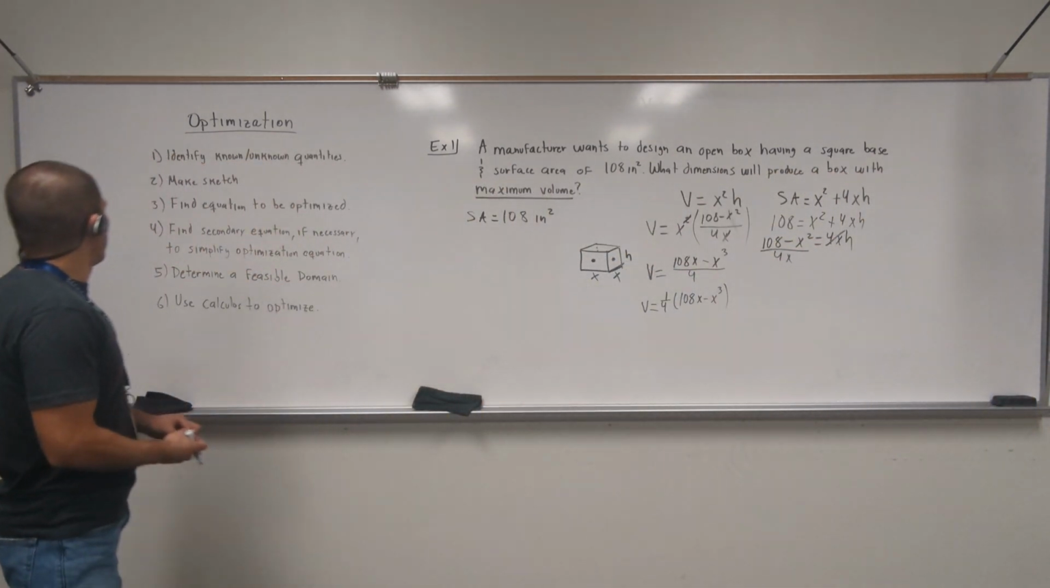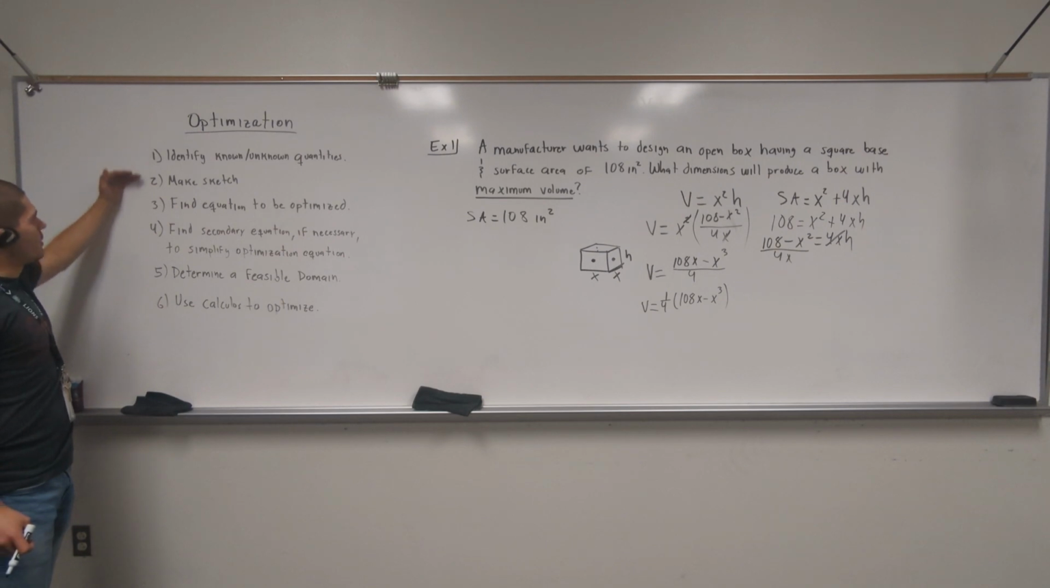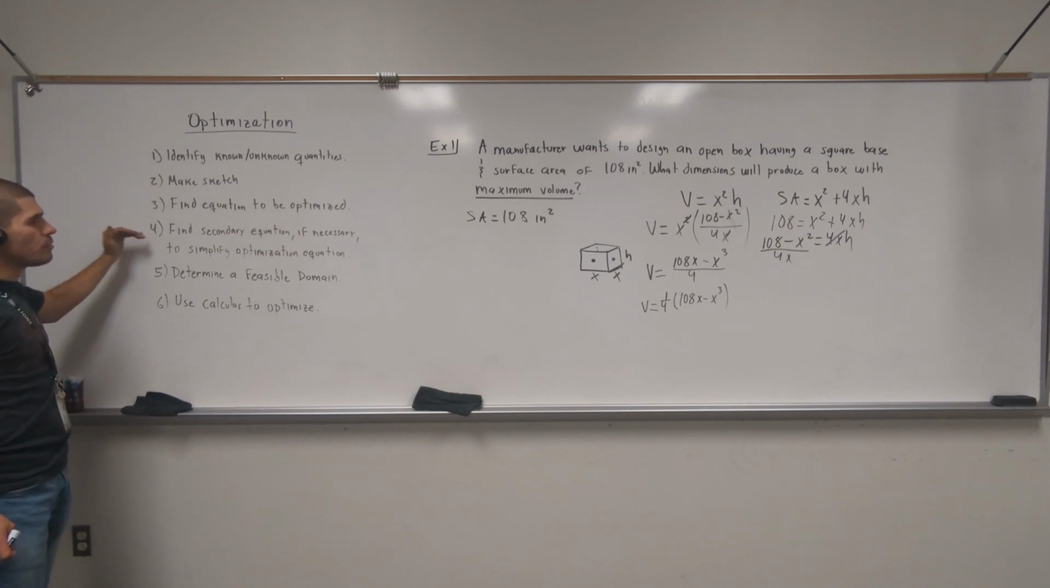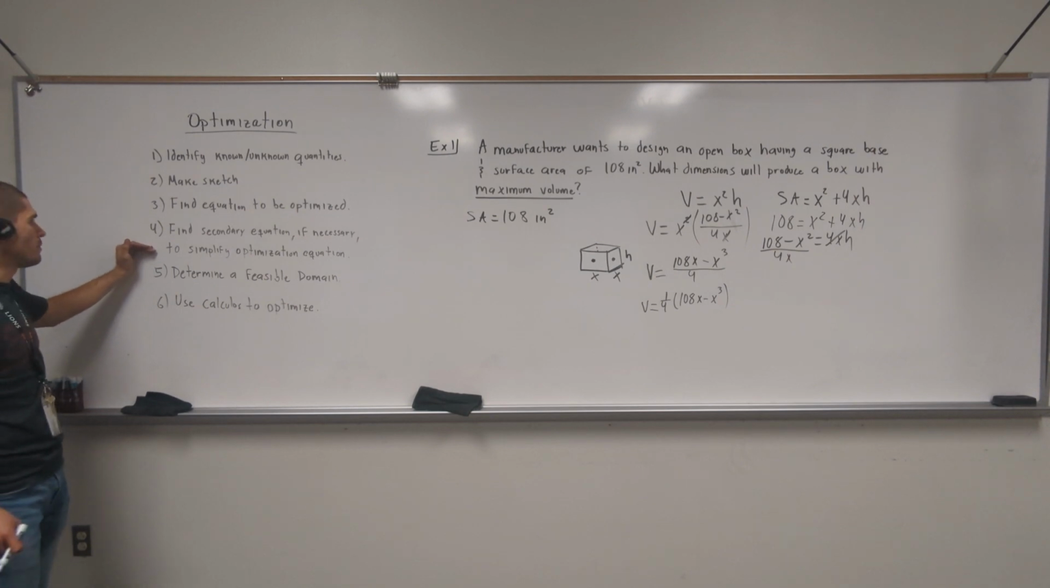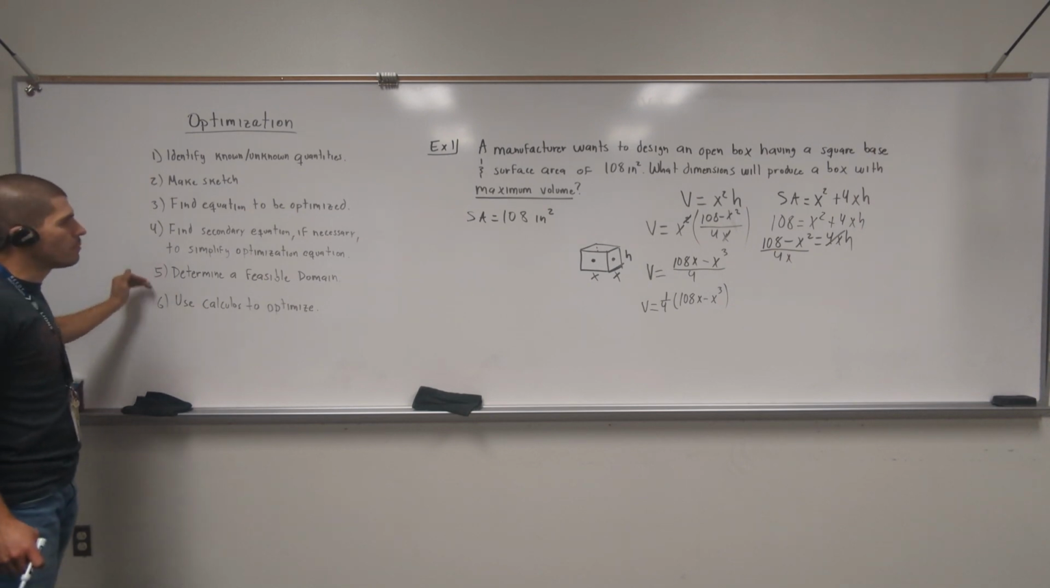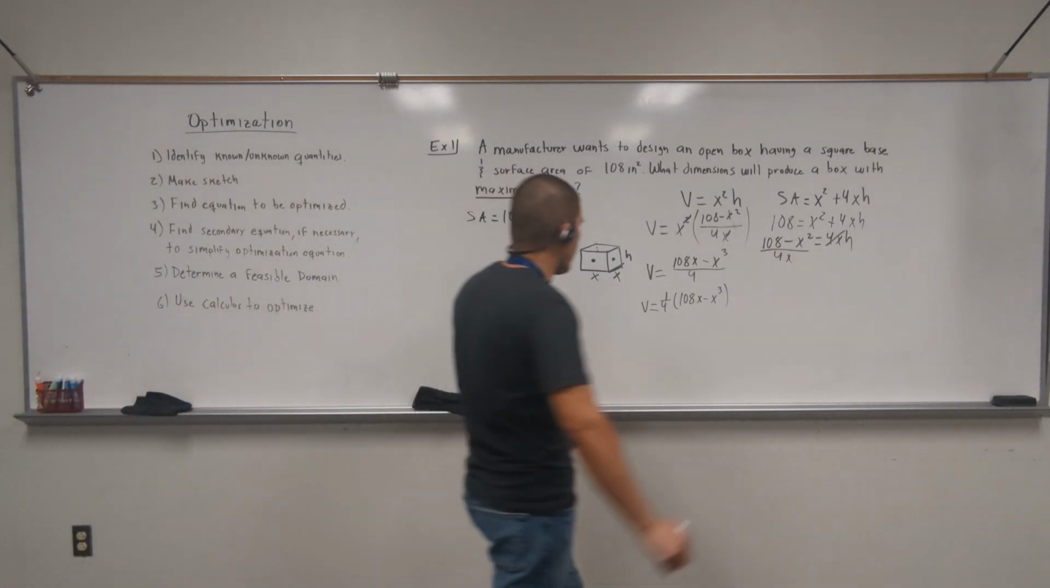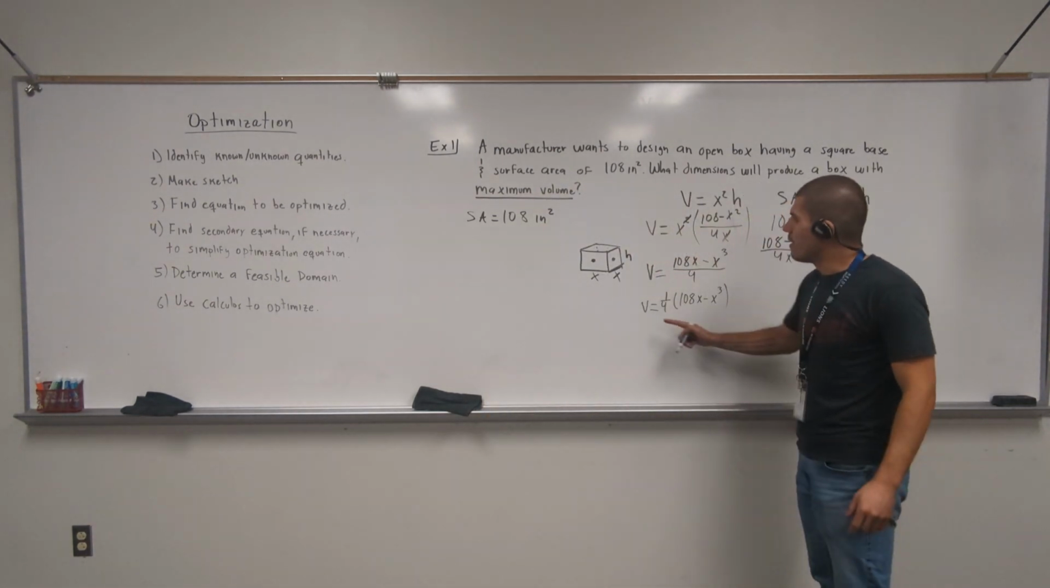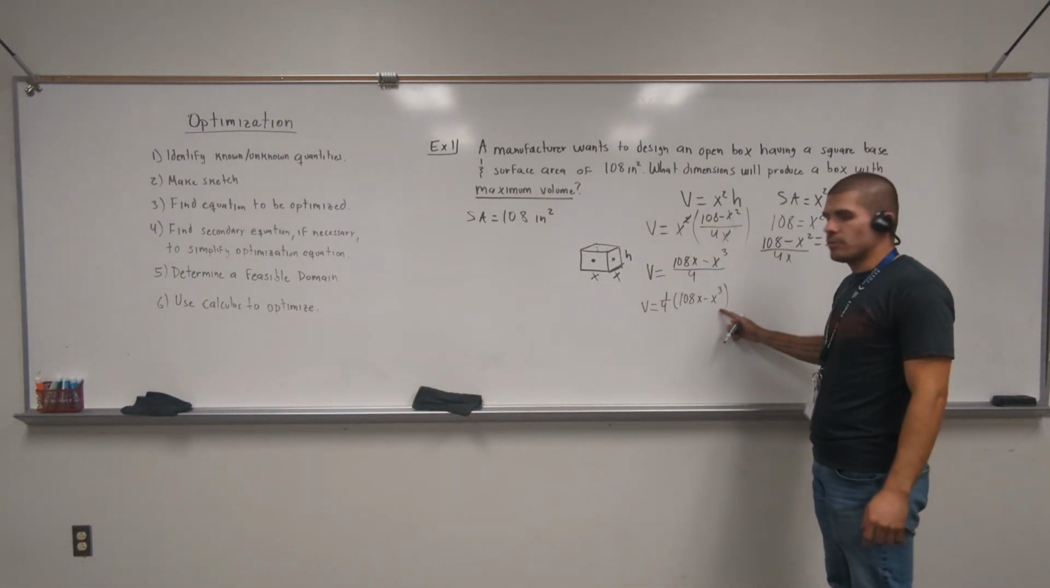So I'm like, all right, I've done pretty much all of the steps. I found a secondary equation. I used that secondary equation to help me simplify the optimization equation into 2 variables. So now let's talk about a feasible domain. Based on what I have right now, the 2 variables that I have are V and x. So my domain is supposed to be dealing with the x's.